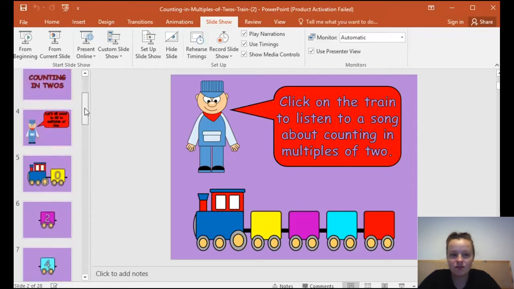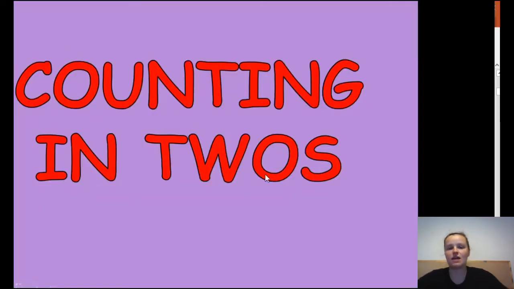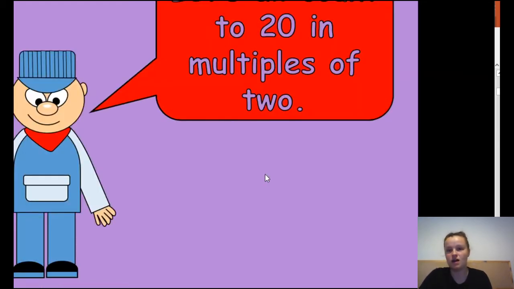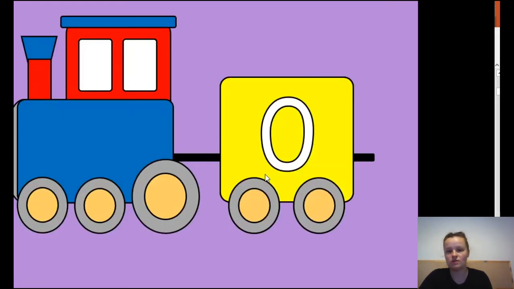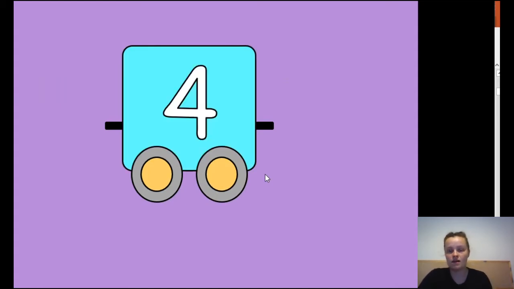Okay, so we're going to count in 2s, and we're going to start from this slide. So counting in 2s. We go up in 2s every time. Let's count up to 20. Now we do go over 20, but we'll just go up to 20. So we start at 0. 0, 2, 4. You're saying along with me?